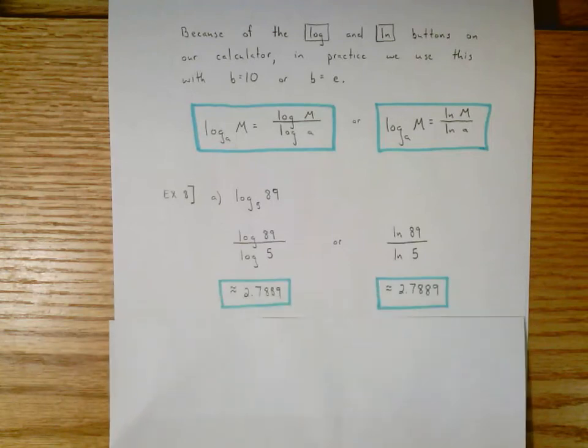You'll notice I've actually done the problem twice here. Once with common logarithms on the left, once with natural logarithms on the right. And again, simplifying those on my calculator gives me the same approximation. Either of these is approximately 2.7889. If we look back at our original problem, it makes sense that our answer is between 2 and 3, because 5 to the second power is only 25, 5 to the third power is 125, so obviously we need to raise 5 to a number between 2 and 3 if we're going to get 89.